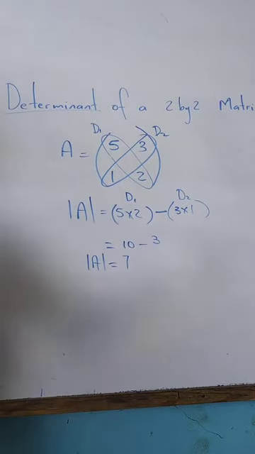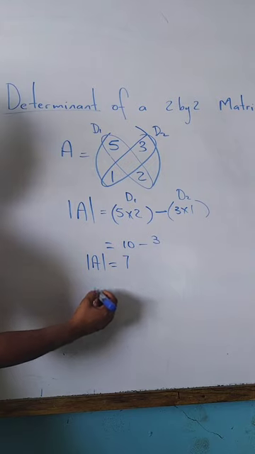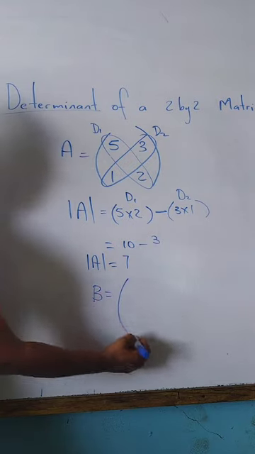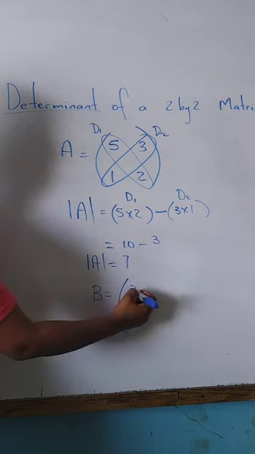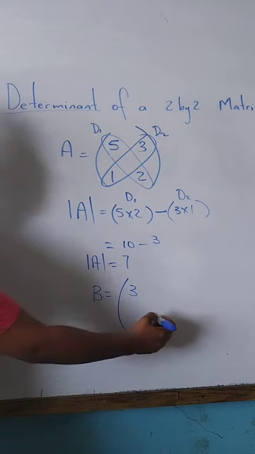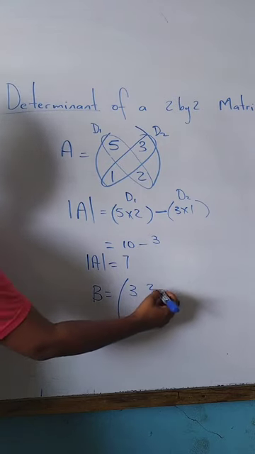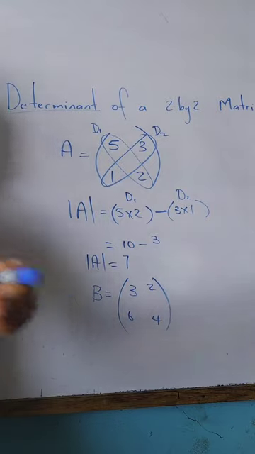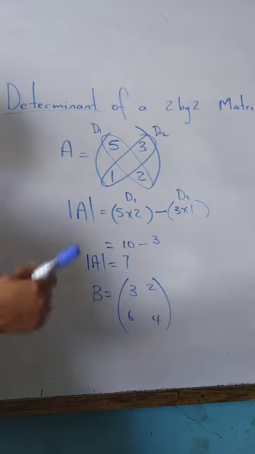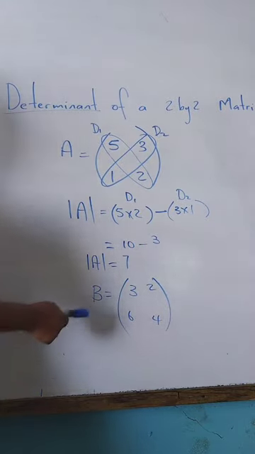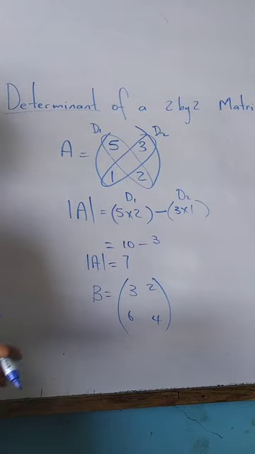Try one for yourself. Let me leave you with one. What if I gave you matrix B, and matrix B has the numbers 3, 4, 2, 6. Can you find the determinant? And then will you be able to determine if matrix B is singular or non-singular?